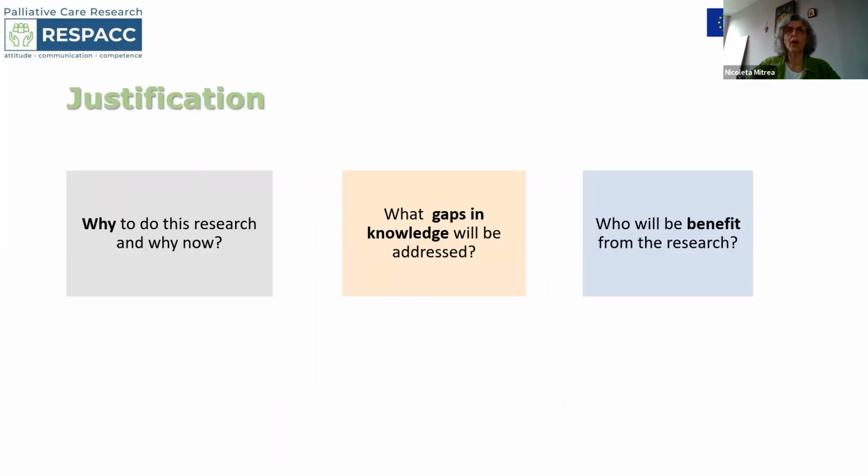The questions are: why to do this research and why now, what gaps in knowledge will be addressed, and who will be benefiting from the research that you are conducting? In order to better answer these questions and to better clarify for you this justification step in the research flowchart, I would like to dive in together with you into the small example that has been chosen in this regard.